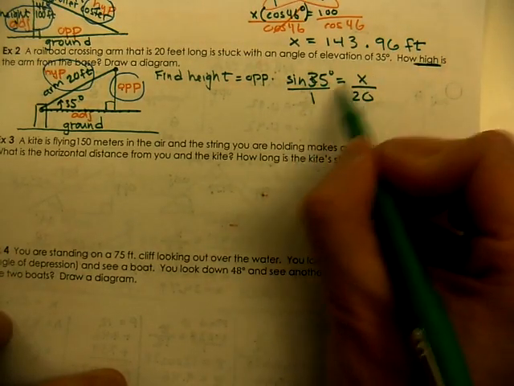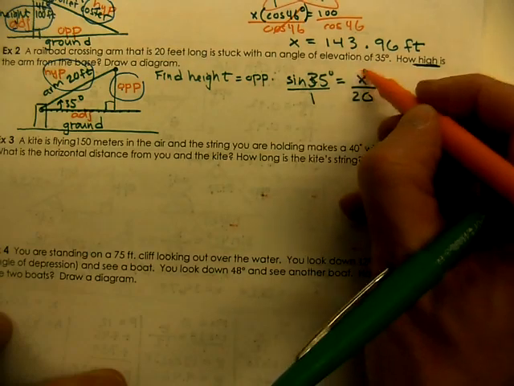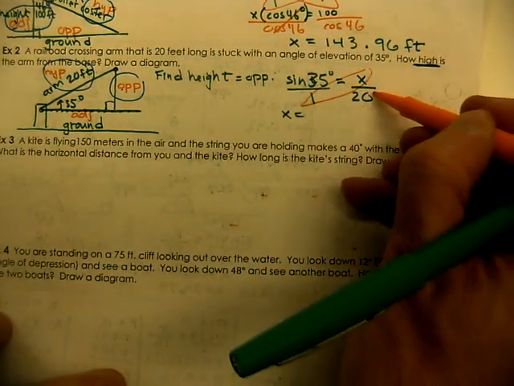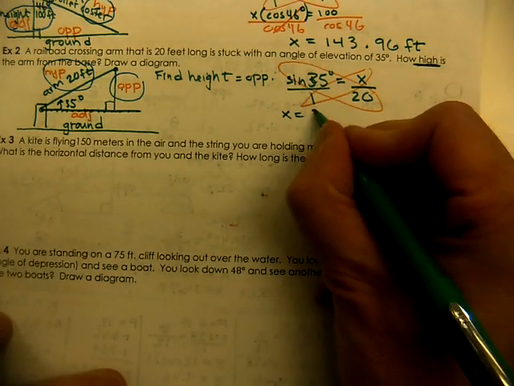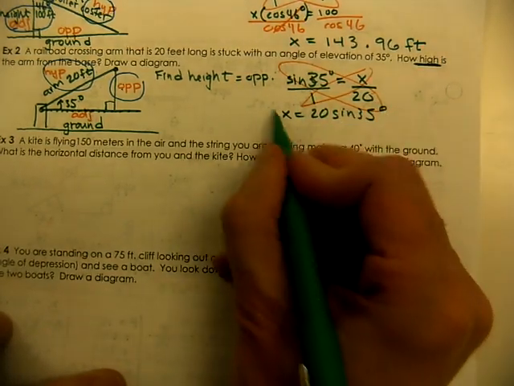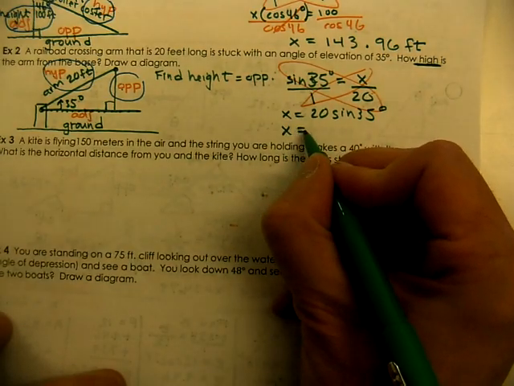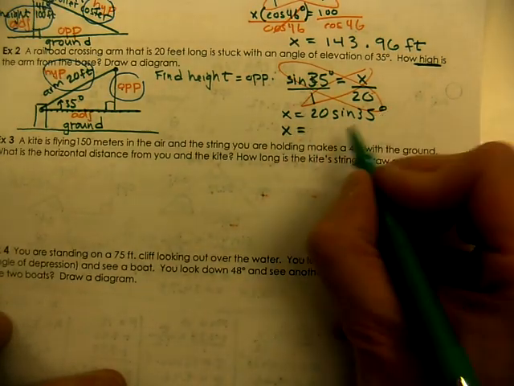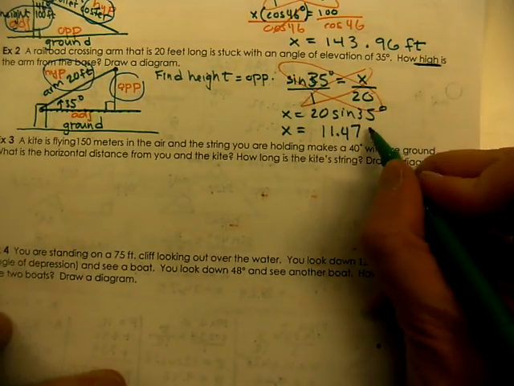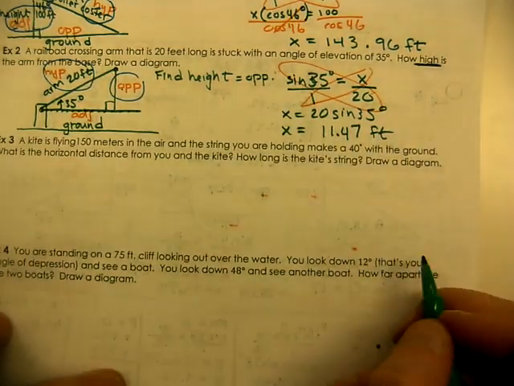Set up a proportion and cross multiply. So 1 times x equals 20 times sine of 35. And that's what we'll type into our calculator because our variable is already by itself. No more algebra is needed. We go right to our calculator at this point. And again, we're rounding to 2 decimal places, and don't forget the units.